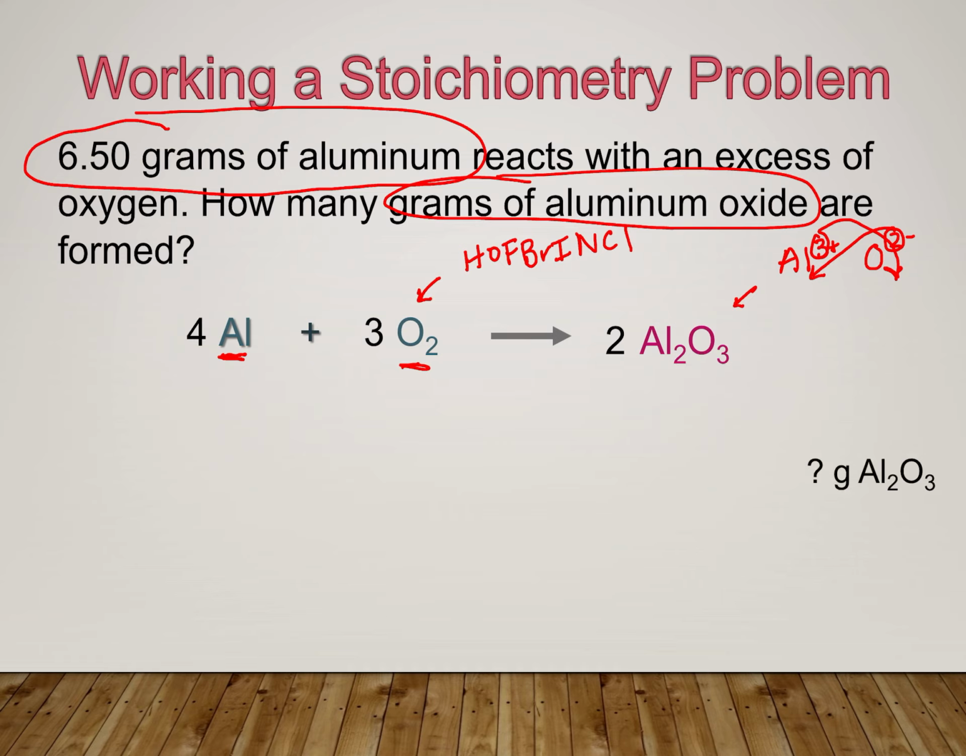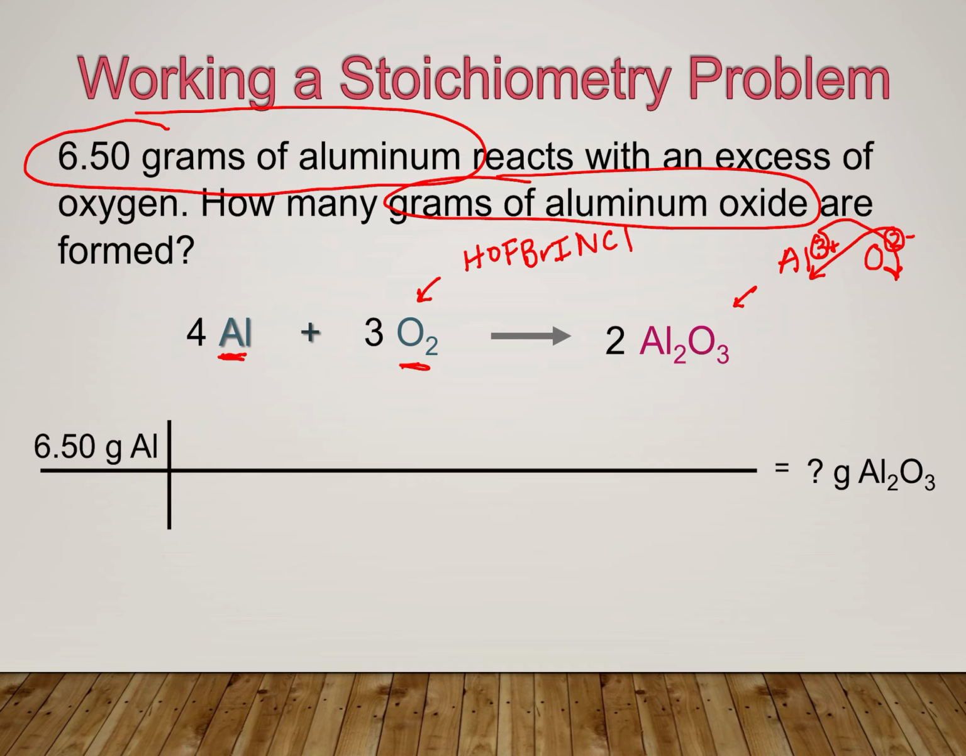We're trying to find grams of aluminum oxide, and we are starting with grams of aluminum. So grams of aluminum will go in the beginning of our train track. Now remember, we are always going to cancel units down and to the right. So if we have grams of aluminum that we're starting with, we need to have grams of aluminum down on the bottom.